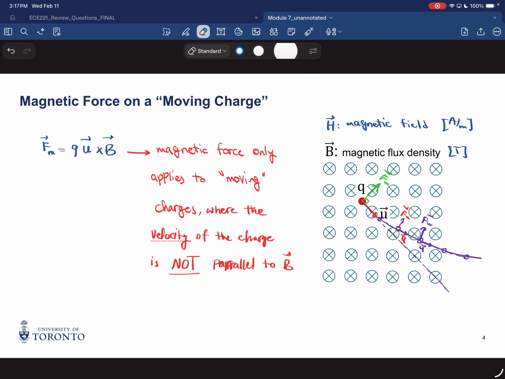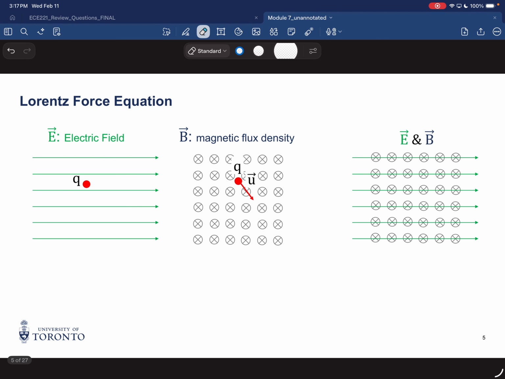Okay. So we got Fm to be Q U cross B. Now, what if we had both electric field and magnetic field? You're experts. What is the electric force on this Q? QE. What is the direction of this force? Is Q positive or negative? Let's say Q is positive. It'll be in the direction of the electric field. So Fe is QE.